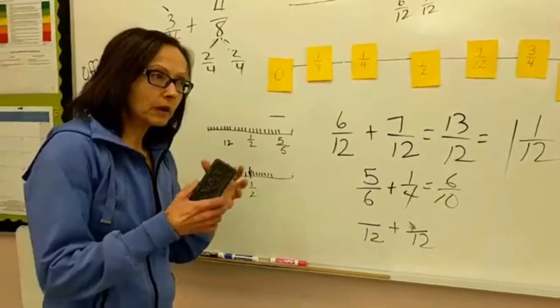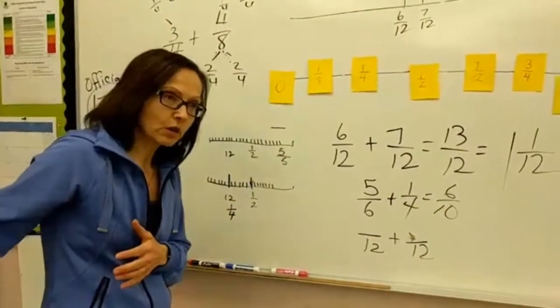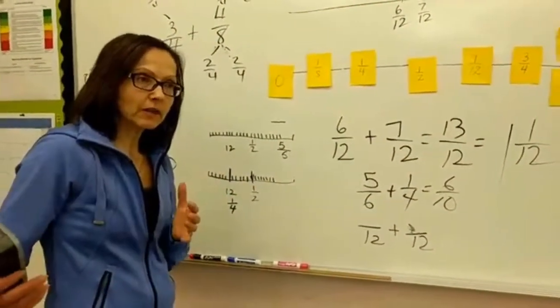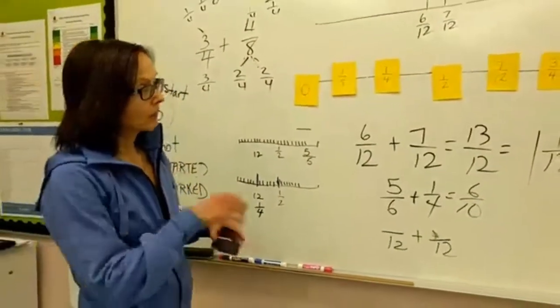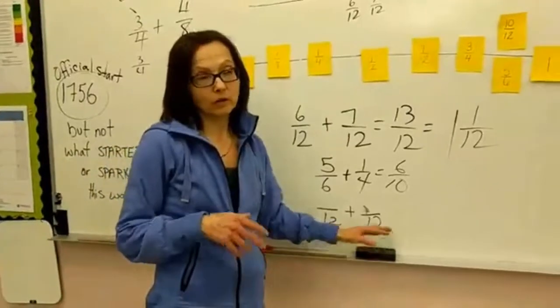Of course, depending on the size of the whole, 1/3 may not be equivalent. 1/3 of a pizza may not be equivalent to 1/3 of a chocolate bar, because that depends on the size of the whole. They need to get into all of that as well. Those are the things that need to be done.